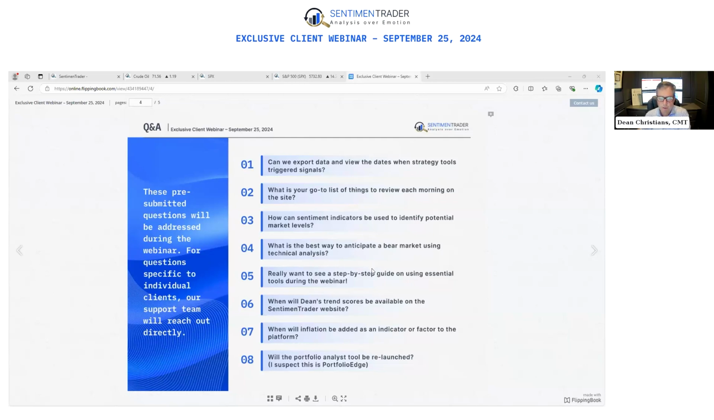Okay, let's keep going down here. Can you help us better understand how to interpret the smart and dumb money confidence chart? Jay, do you want to touch on that one? I'm sorry, run it by me again. So the question is, can you help us better understand how to interpret the smart money and dumb money confidence chart?